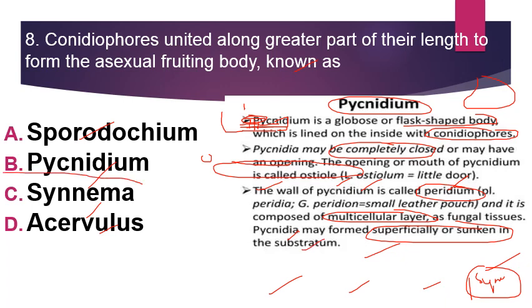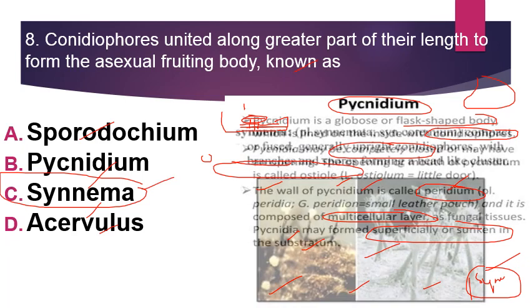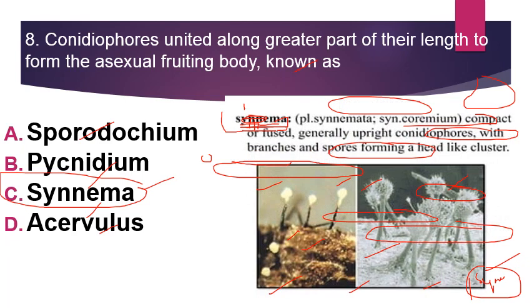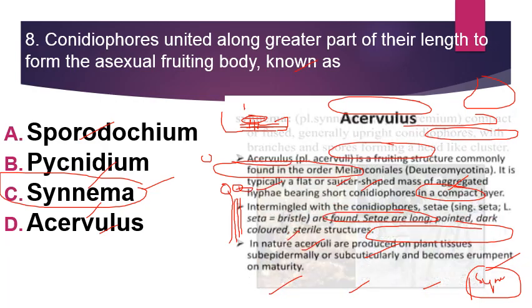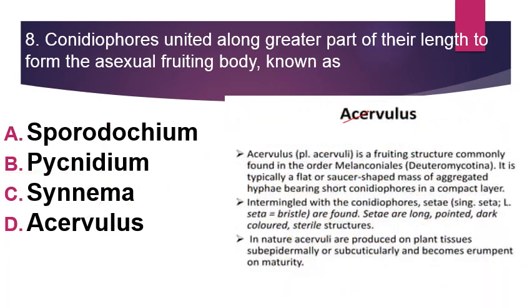So the correct answer of this question is Synnema or Synnemata. इसमें जो भी conidiophores हैं वो parallelly arranged होते हैं and they form a parallel fused structure जिसके ऊपर लगे होते हैं conidia. So the next option is Acervulus. Acervulus is a fruiting structure commonly found in Melanconiales, that is Deuteromycotina. It is typically flat or saucer-shaped mass of aggregated hyphae bearing short conidiophores in a compact.